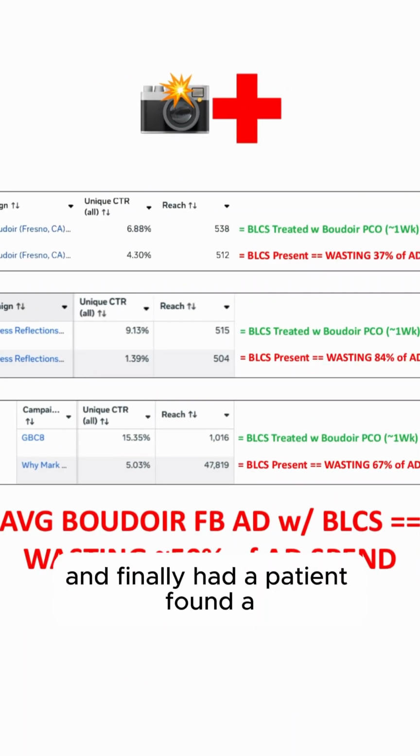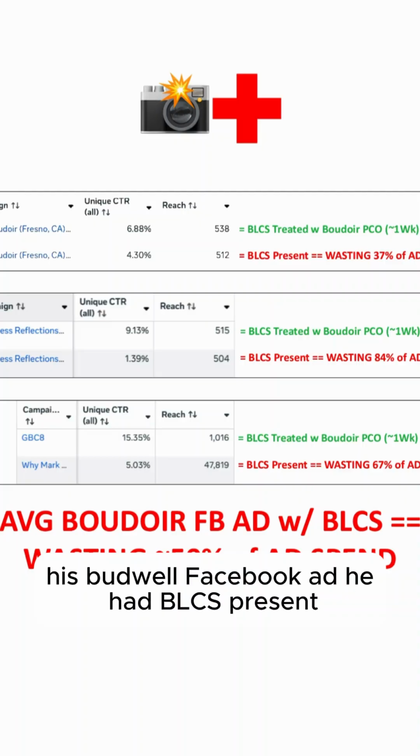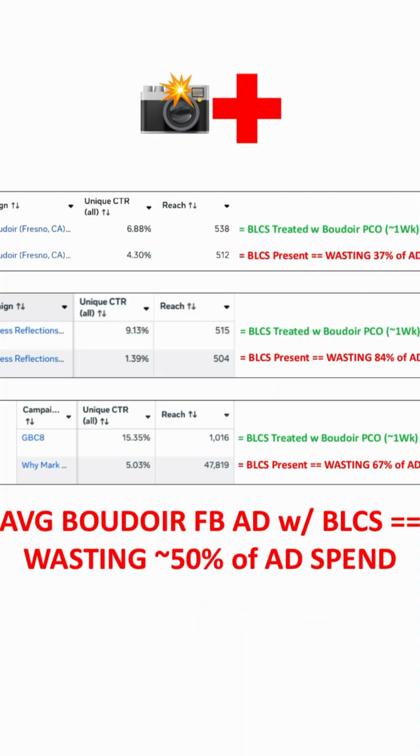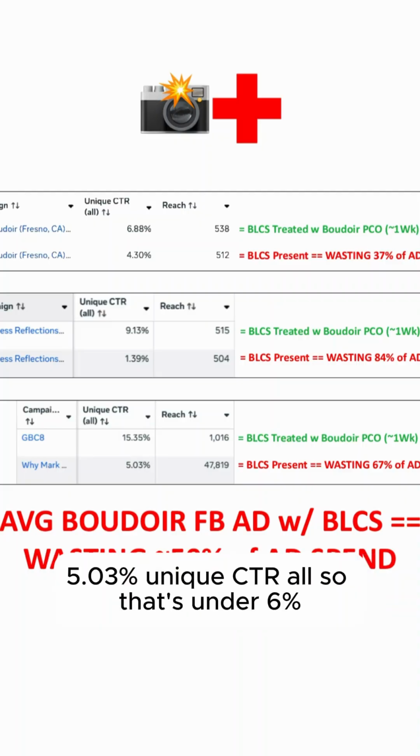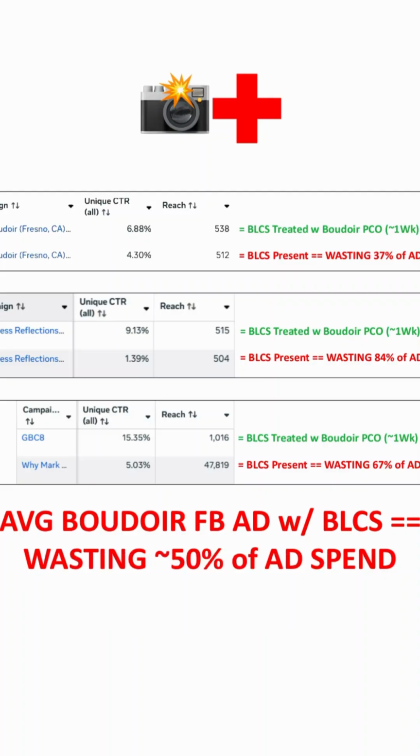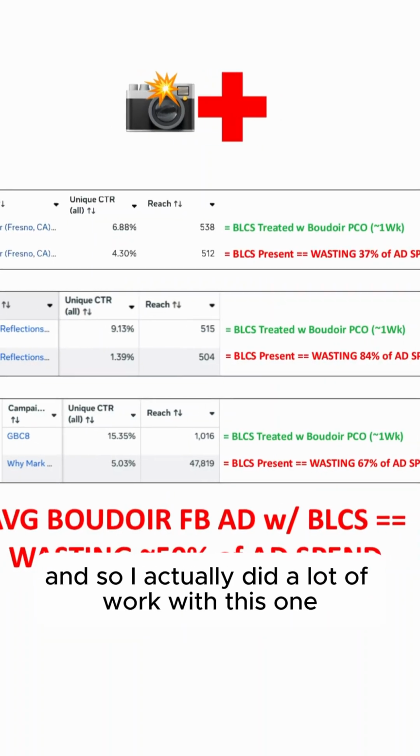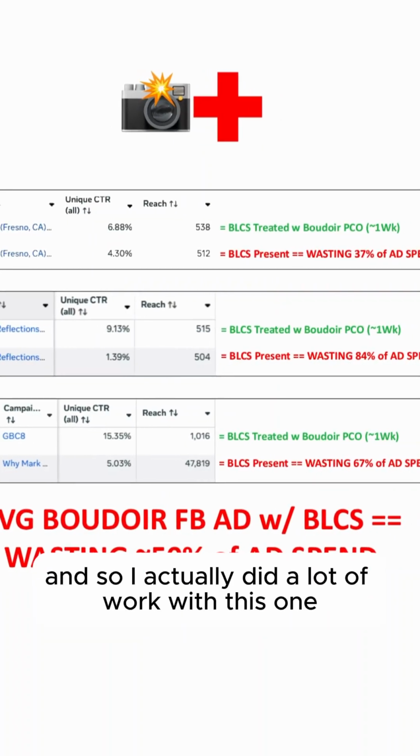And finally, a patient found out his Boudoir Facebook ad had BLCS present, with a 5.03% unique CTR all, so that's under 6%. That's Boudoir low click syndrome. And I actually did a lot of work with this one.